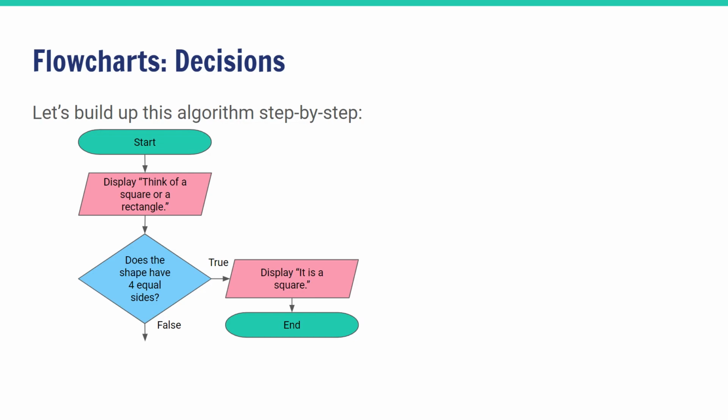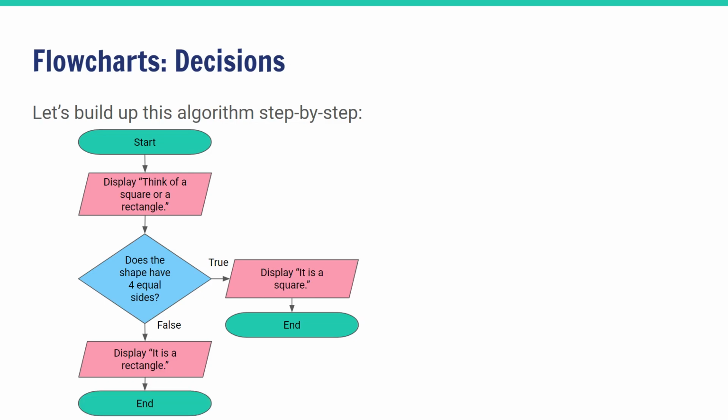Let's go and follow the false path now. If the result of the Boolean condition, does the shape have 4 equal sides, is false, we're going to follow that downwards arrow, and we're going to go to another output step that's going to say it is a rectangle. And then we are going to end.